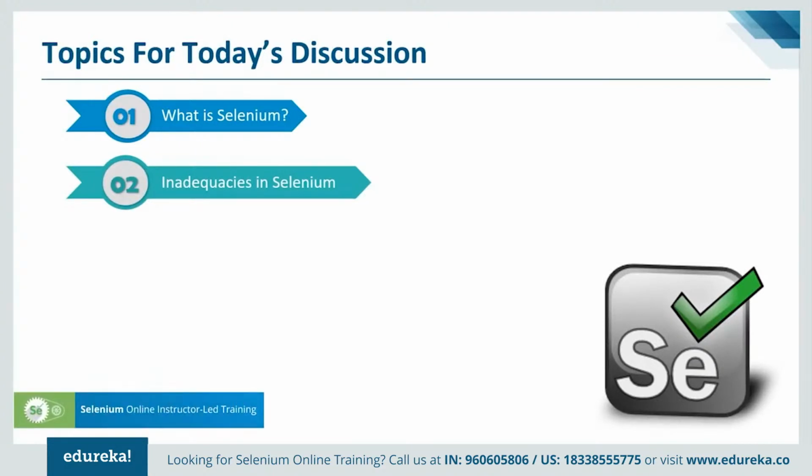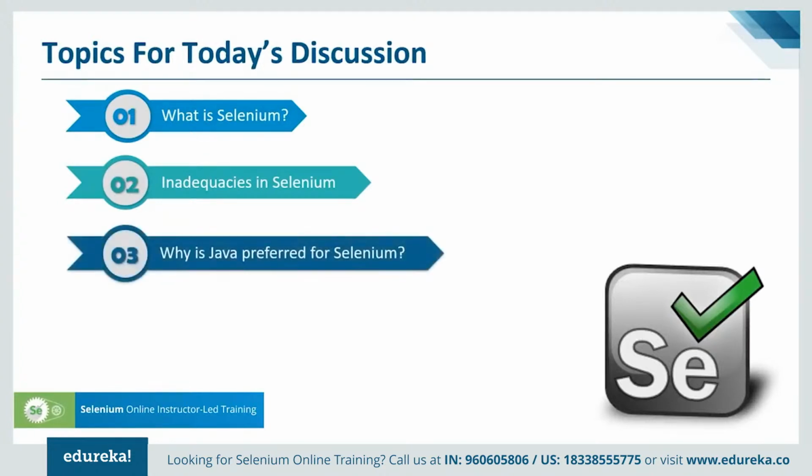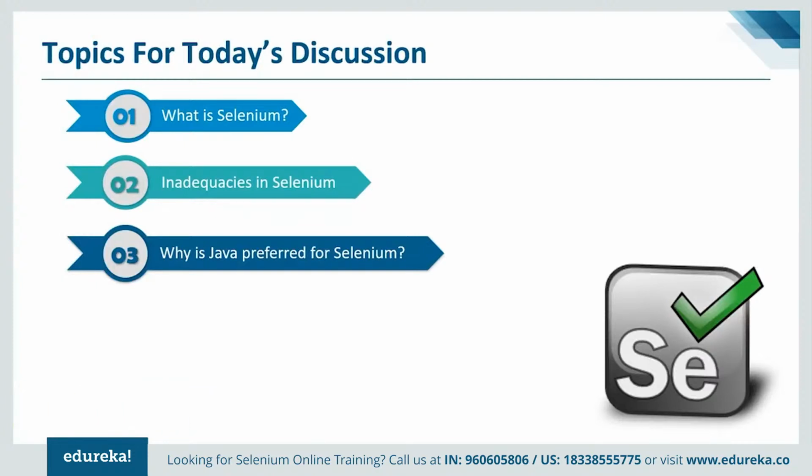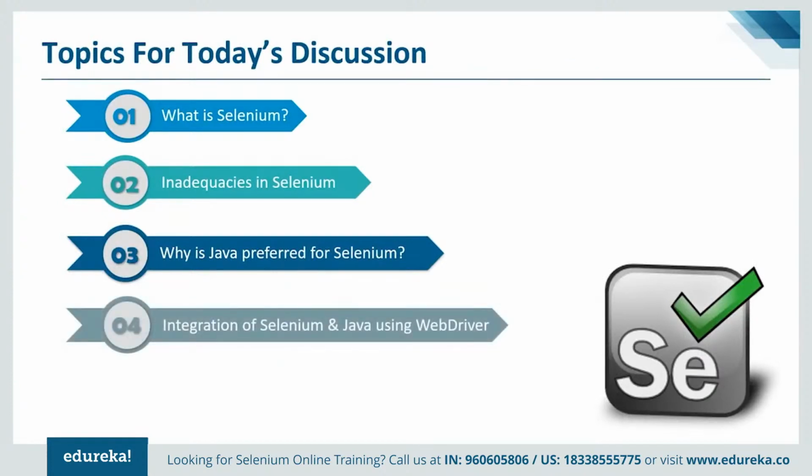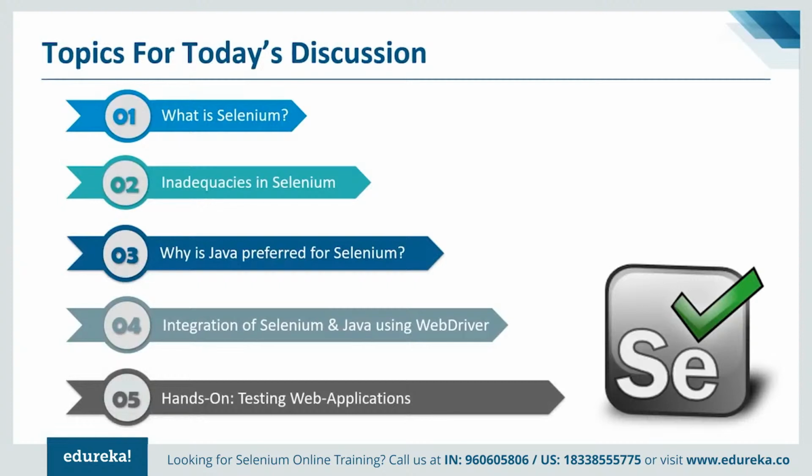Of all the programming languages that exist, such as C#, Python, etc., why is Java preferred? What's so unique, special, or even advantages of using Java for Selenium? Since we need a programming language, how do we integrate it with Selenium? By using the Selenium Webdriver. Finally, we'll test some of the features of a web application.